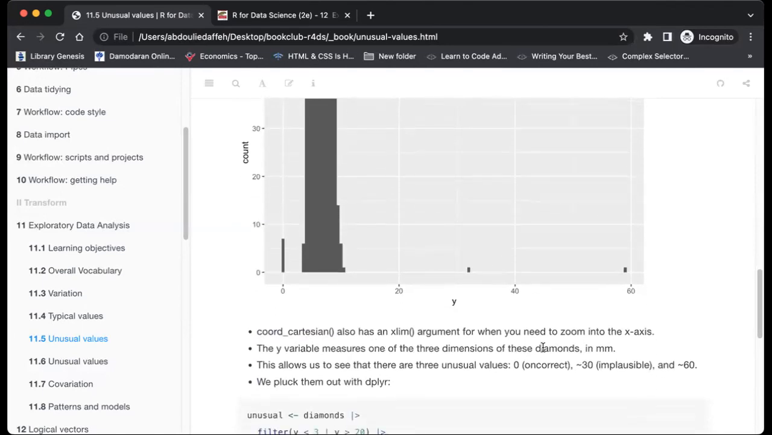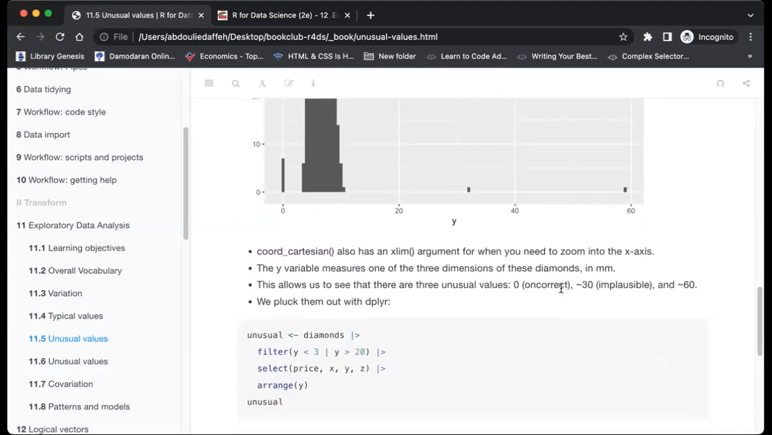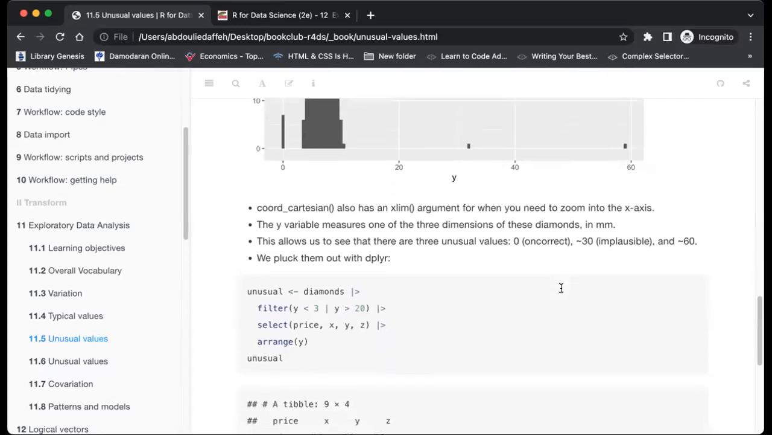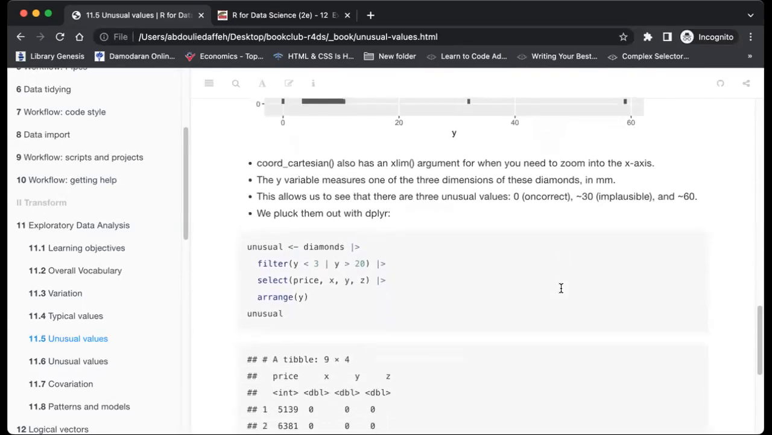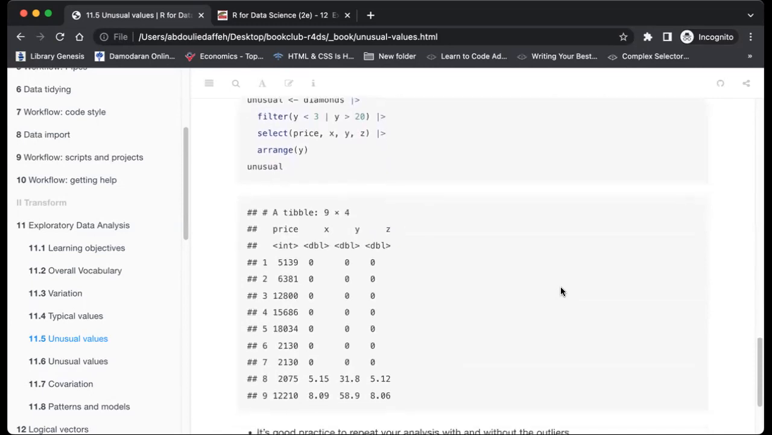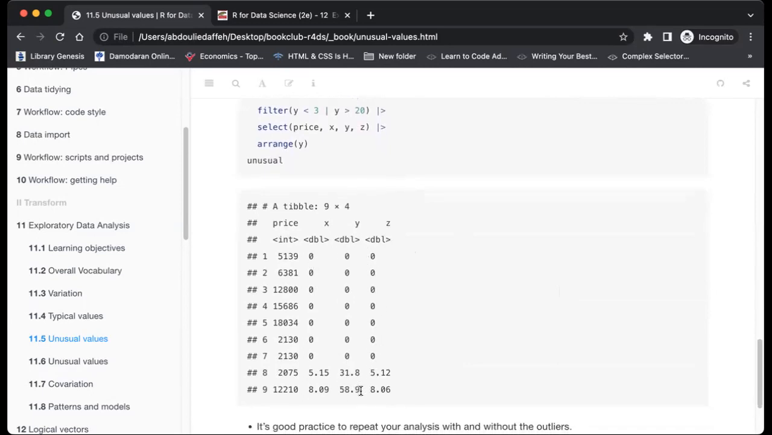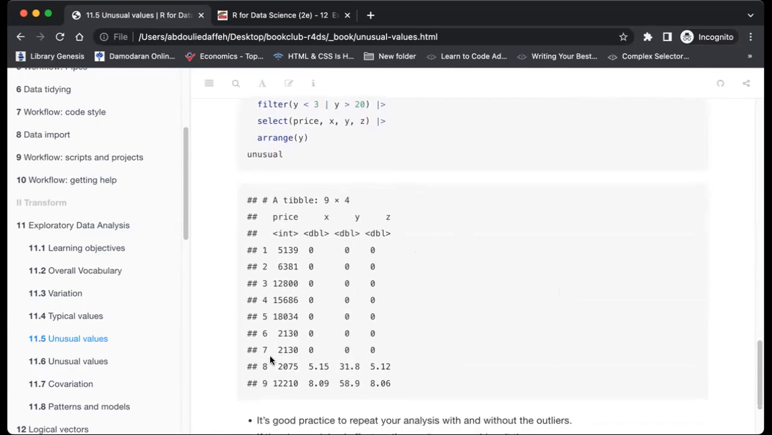The variable y measures the dimension of the diamonds in millimeters. It allows us to see the outliers like mentioned previously. And that's the data. That's the outlier. So these were the zeros we were seeing, like the first 9 entries.